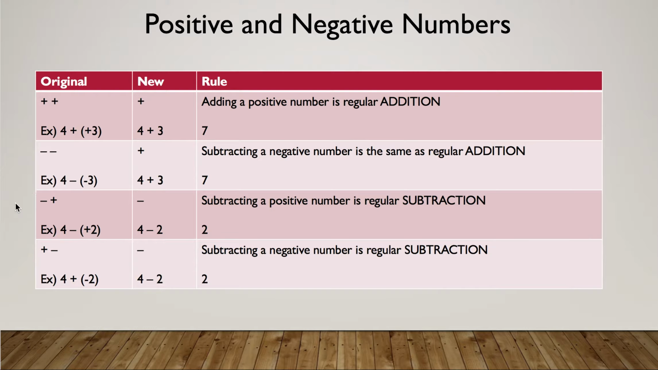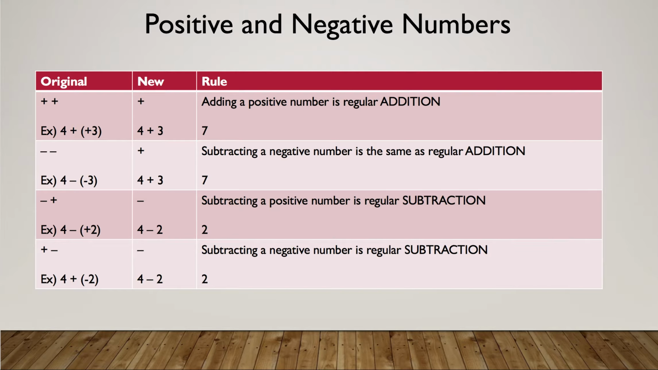So case 3, we have subtracting a positive number. So we're subtracting a positive number here. Your rule is it changes to a minus sign, so subtracting a positive number is regular subtraction. Case 4, you have addition, and you have minus a negative number, which is the same as just subtracting. 4 minus 2 is 2. So the rule: subtracting a negative number is regular subtraction.